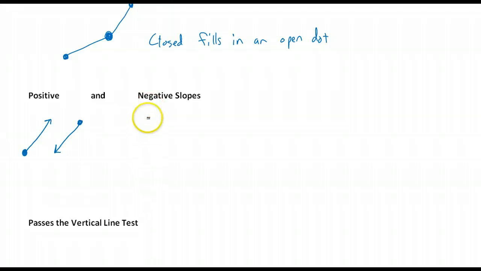A negative slope falls from left to right, which can be tricky sometimes because we might have a piece that looks like it's going up, when in reality if we read this piece from left to right, it's actually falling from left to right. So this piece has a negative slope.